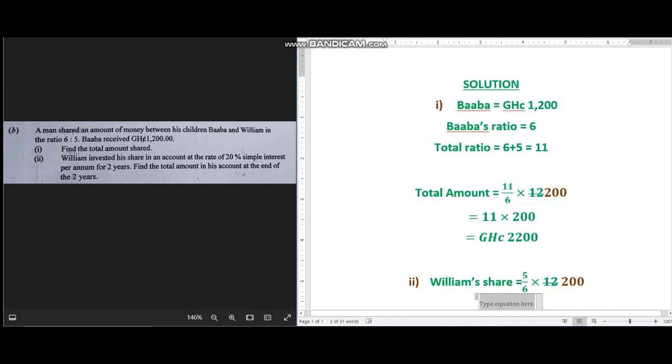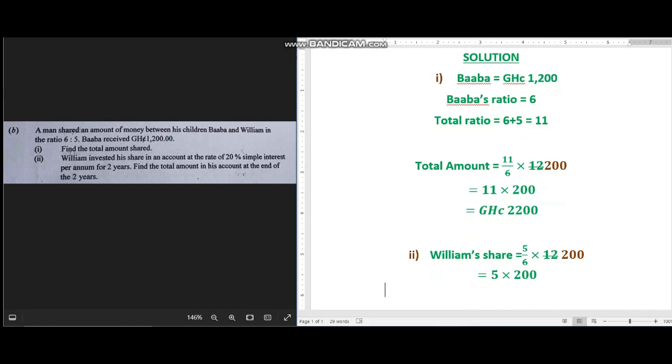So now we'll be getting something like 5 multiplying 200. That will give us 5 times 2 is 10, so we get Ghana cedis 1,000.